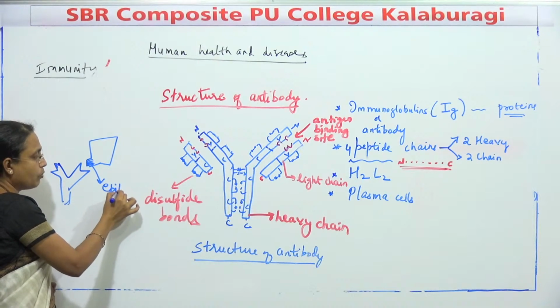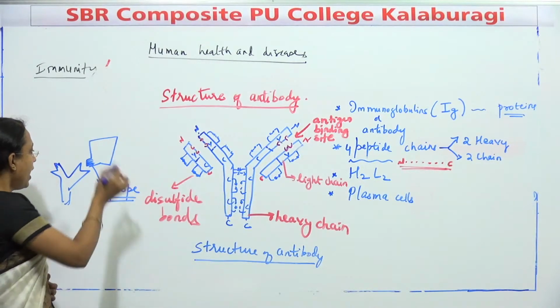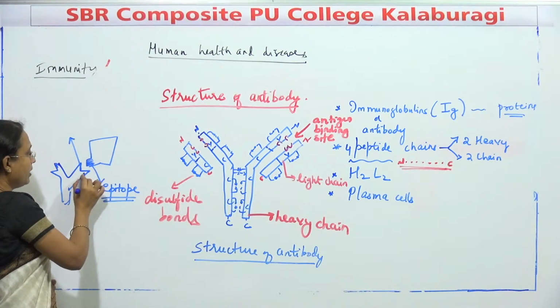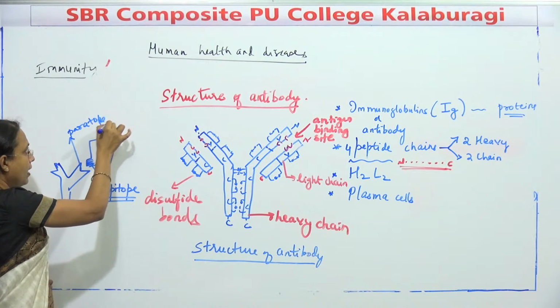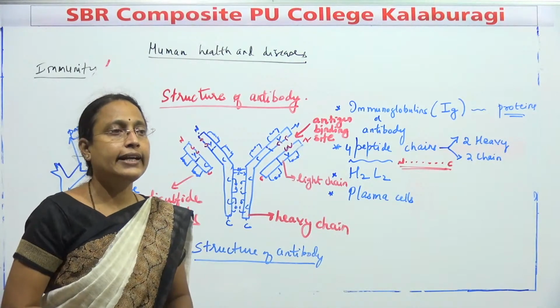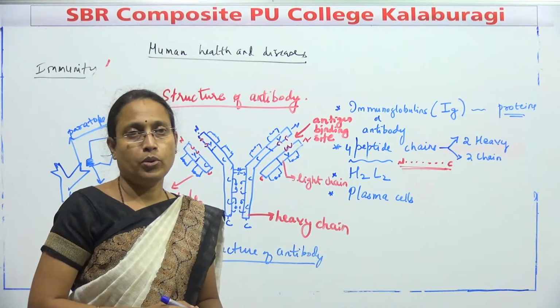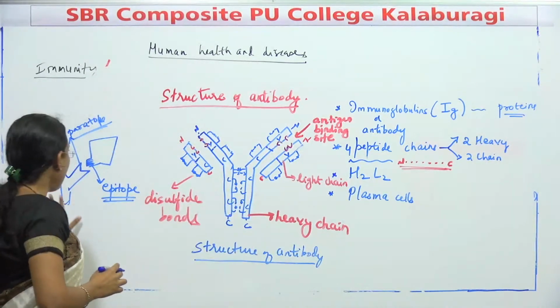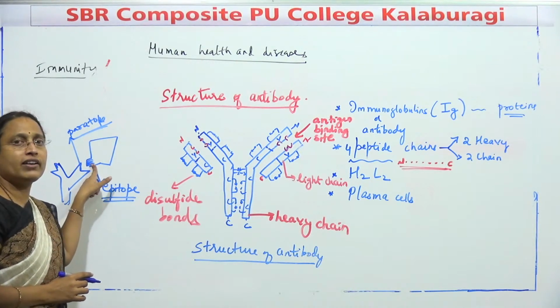Yesterday I told that the portion of an antigen that binds to an antibody is the epitope. And the portion of an antibody that binds to an antigen is called the paratope. It means when an antigen binds to an antibody, there is an interaction between epitope and paratope. Every part of the antibody is not involved in binding. Here also, every part of the antigen is not involved in binding.